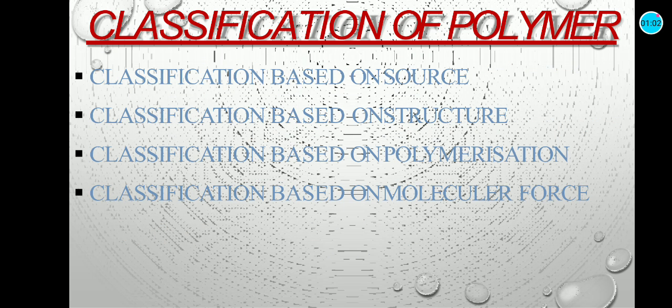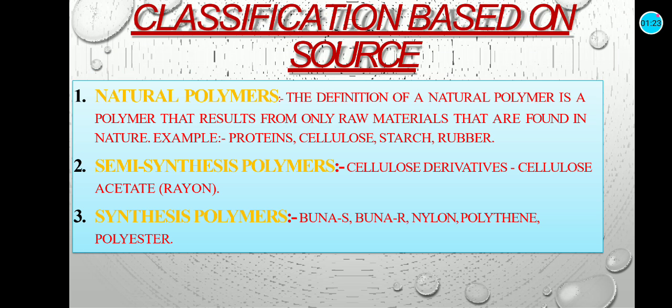Then classification of polymers. There are four types of classification. First is the classification based on sources. Second is the classification based on structures. Third is the classification based on polymerization. Then fourth is the classification based on molecular forces.